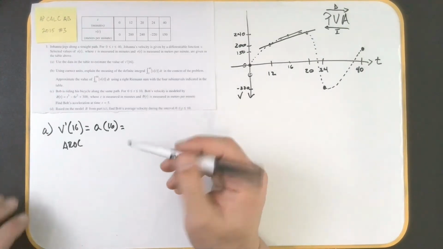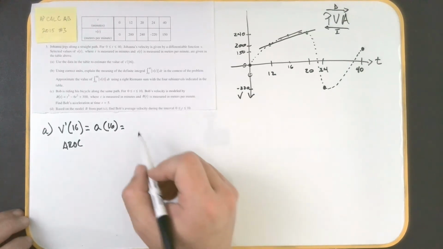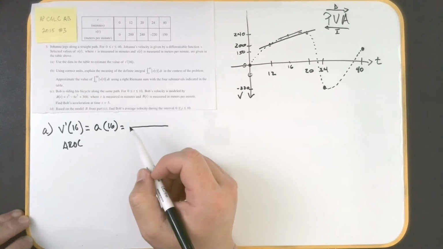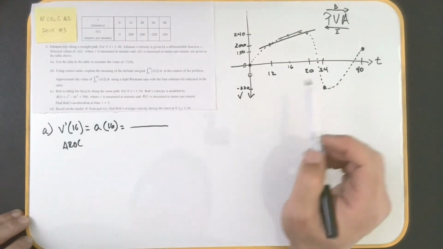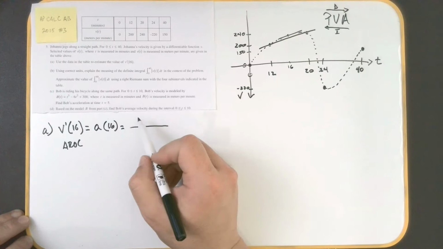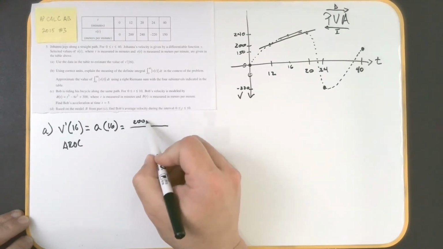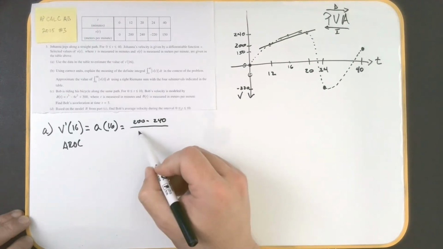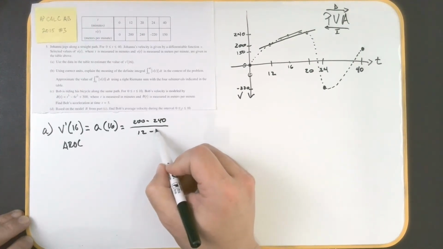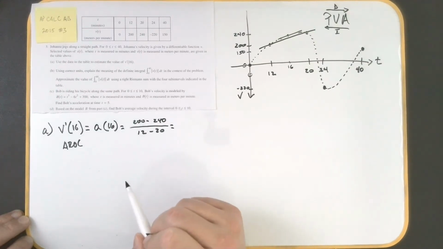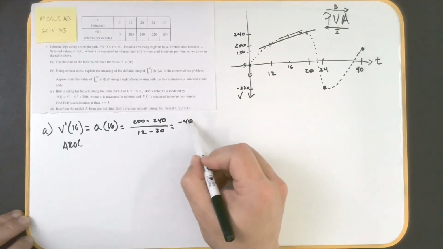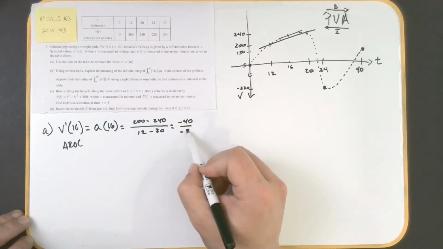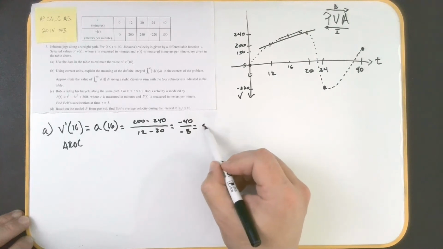So all we have to do is use table values. It's a very easy question, but you have to understand the vocab. So what we're going to do is just do difference in y over difference in x. We're using 12 and 20 as our values. So the velocity at 12 was 200, minus the velocity at 20, which is 240, and then my x values there were 12 minus 20. Do a little quick simplifying there. We get negative 40 over negative 8, which is equal to 5.